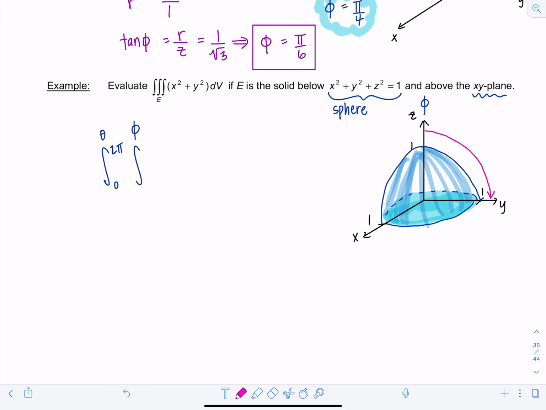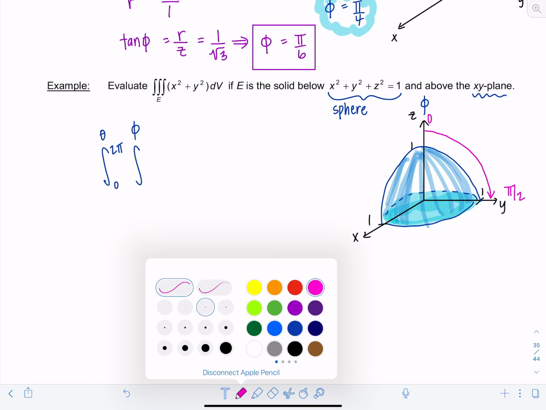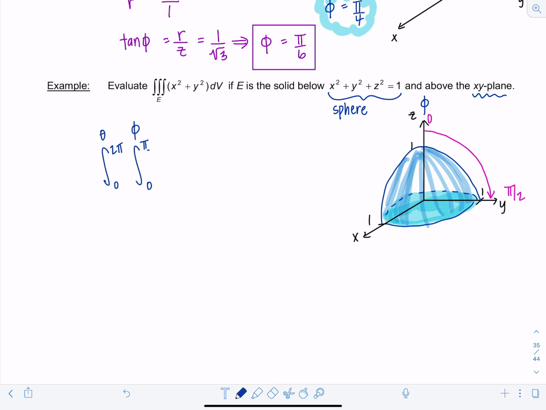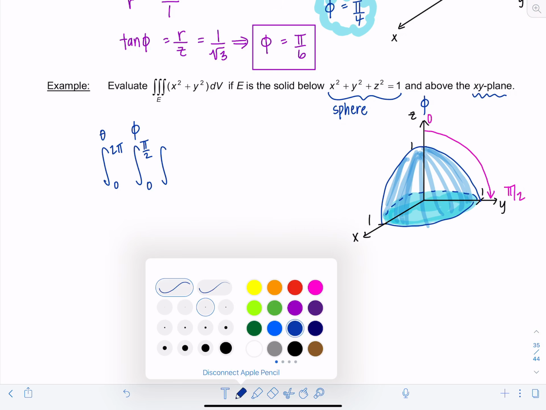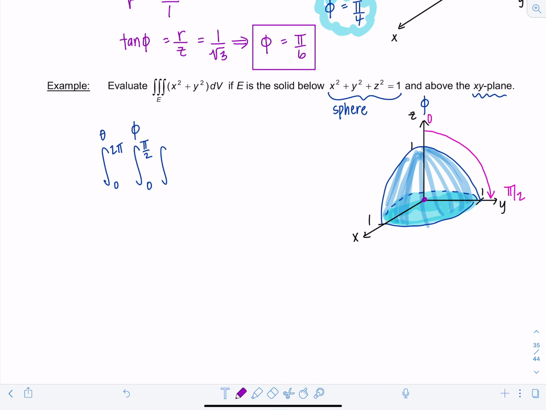So phi needs to stop at pi over 2 and start at 0. So those are our limits for phi, 0 to pi over 2. And then what about rho? Well, similar to polar or other situations, you can draw an arrow. Start at the origin, go until you hit the edge of your solid. What is rho equal to? Where does it start? Where does it stop? It consistently starts at 0, stops at 1. Yes? Okay.